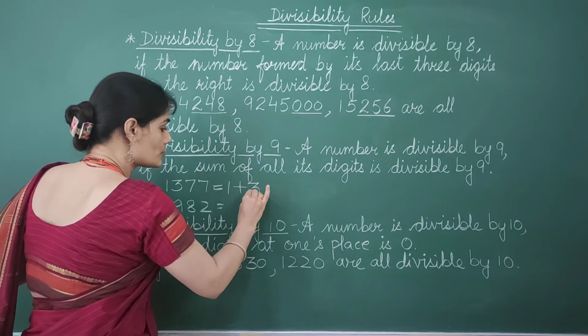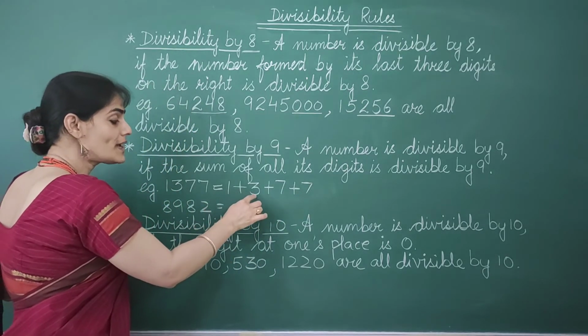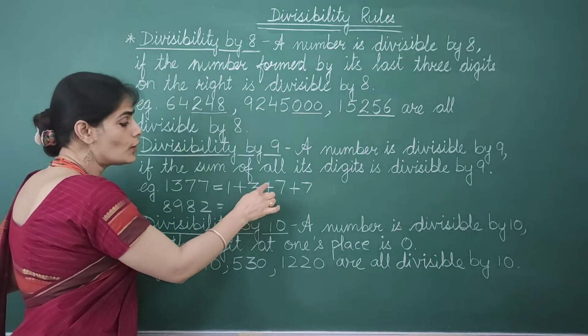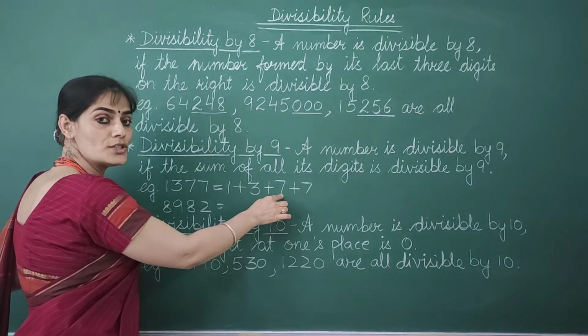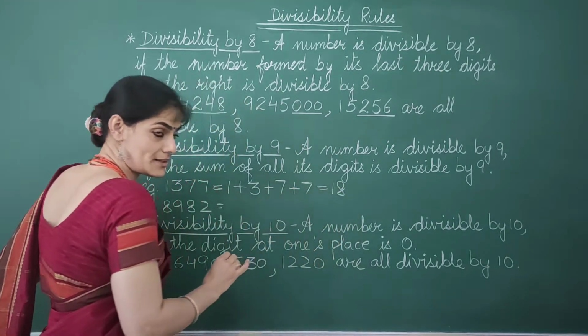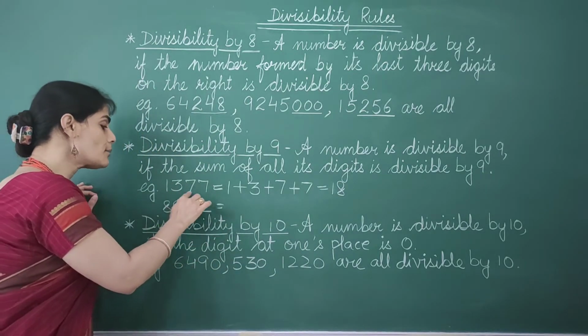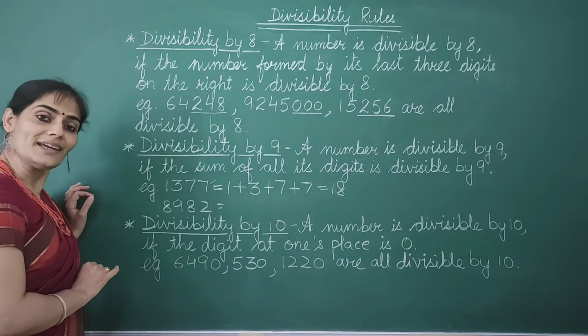1 plus 3 plus 7 plus 7. 1 plus 3 is equal to 4. 4 plus 7 is equal to 11. 11 plus 7 is equal to 18. 18 is completely divisible by 9. So this number is also divisible by 9.